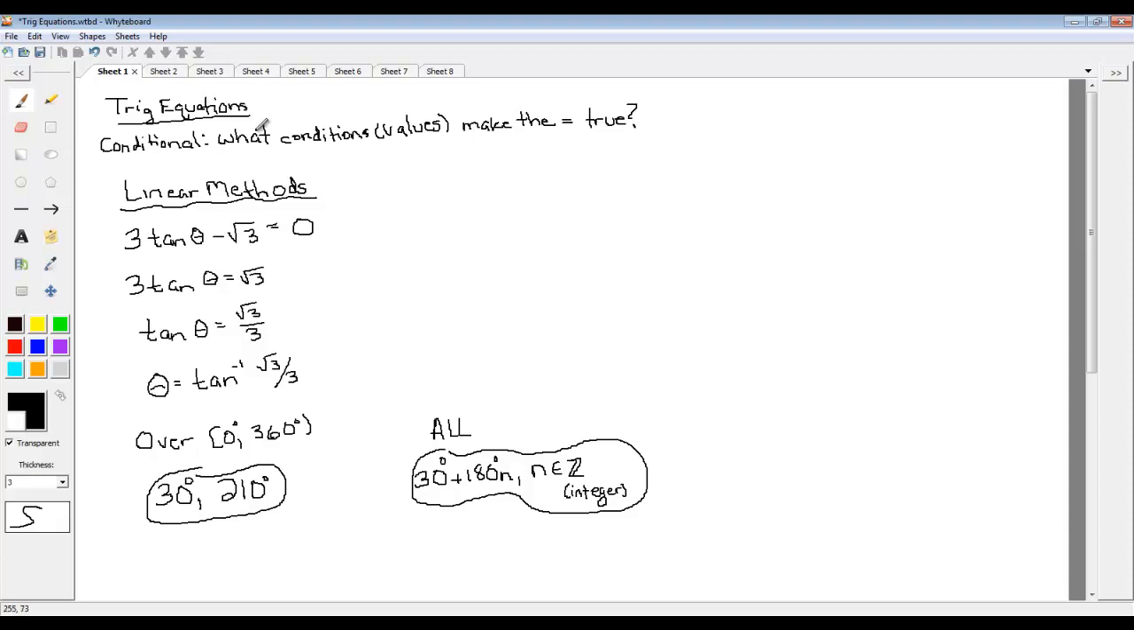Okay, so that's an example of using linear methods. Here's one that has two solutions over this interval, or actually infinite solutions if you look at all solutions, but they are all going to be 30 degrees plus some multiple of 180. If n is 0, that's just 30 degrees. If n is 1, it's 210. If n is 2, then it's 390. If n is 3, then 570, and so on. But they're all going to fall on the unit circle in these places.